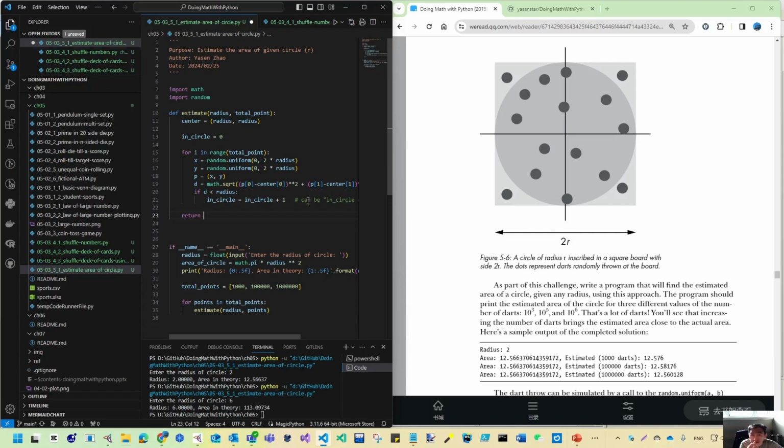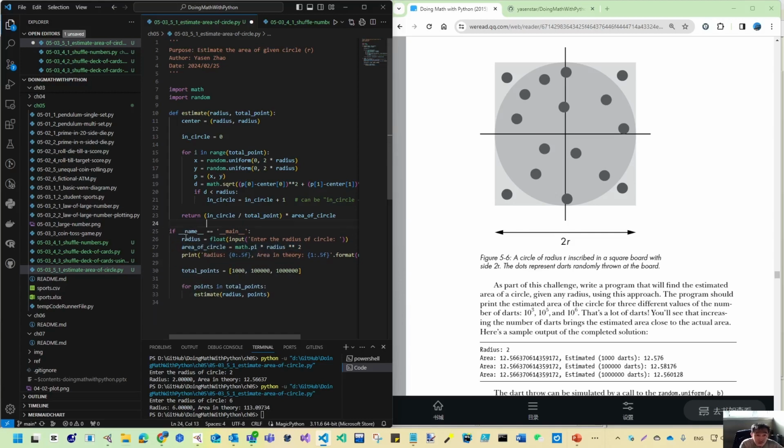Let's see. So return our total points. We will return that divided by this area. Let's put this in here. Let's see whether we need that again, or we can directly use this. So in circle is our count, and that is divided by total points, and then times the area of circle. This is already in our primary parts, I suppose this will be okay to use. Then I return these areas.